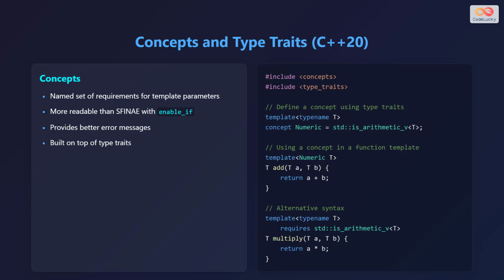Here's an example. Include the concepts and type_traits headers. Create a concept called Numeric, which checks if a type T is arithmetic using std::is_arithmetic_v. You can then use this concept in a function template. This restricts the add function to only accept numeric types. Alternatively, you can use the requires clause directly, checking for arithmetic types using std::is_arithmetic_v.